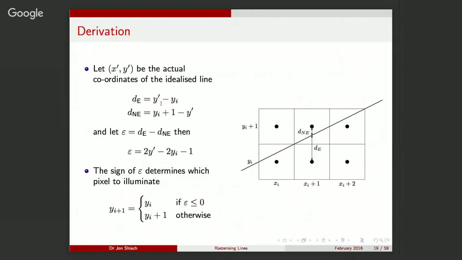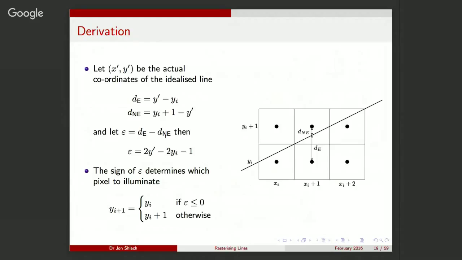So DE is the actual y coordinate minus yi. So that's yi, and that's your actual y coordinate there. So that's that distance. DNE, the northeast, is yi plus 1, so that coordinate minus y dash. And we define an error denoted here by epsilon. The error is the distance from the east pixel to the line minus the distance from the northeast pixel to the line. Now what that means is if the error is negative, DNE must be larger than DE. So if the error is negative, we go to the east pixel. So we don't go up, we go across. However, if the error is positive, we go up one, so we go to the northeast pixel.